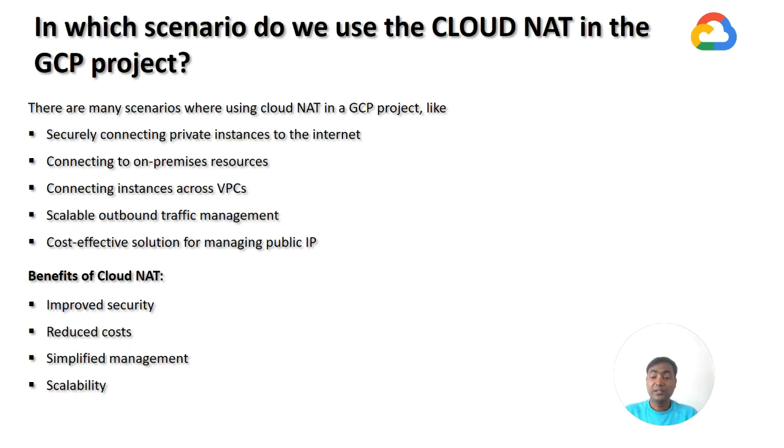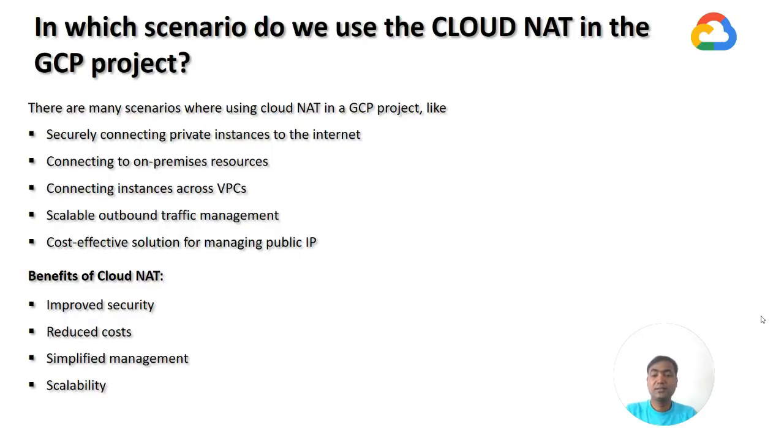Guys, connecting instances across VPC. Cloud NAT can also be used to connect instances across different VPCs within your GCP project. This allows resources in one VPC to communicate with resources in another VPC without needing to configure complex routing rules or dedicated gateways. This is the advantage guys.